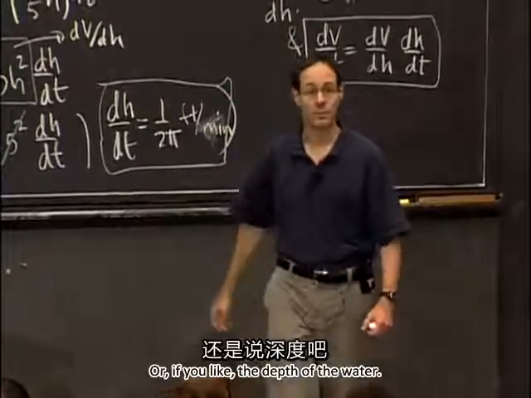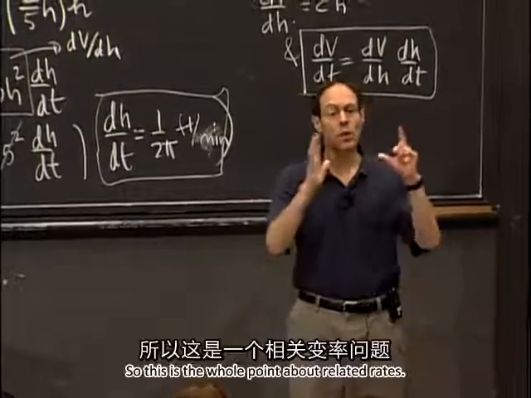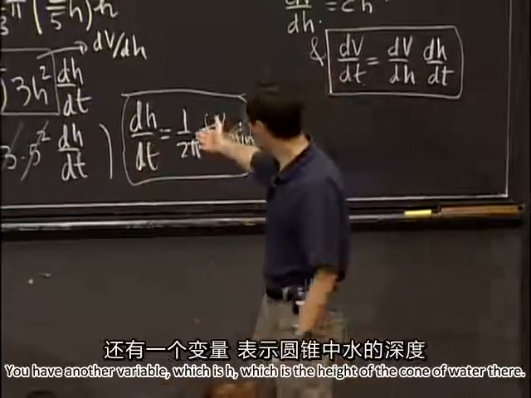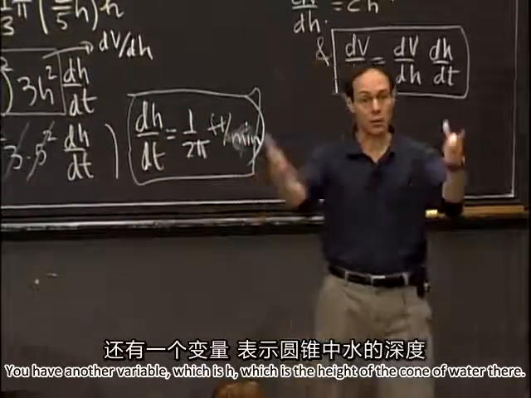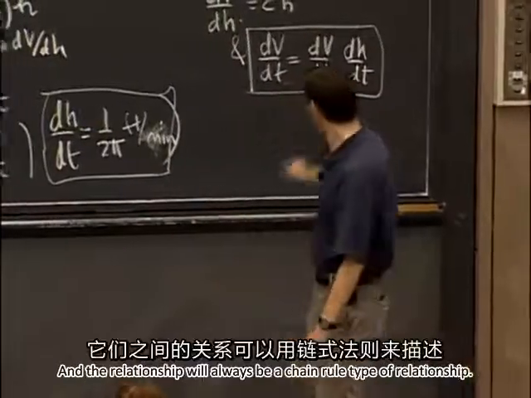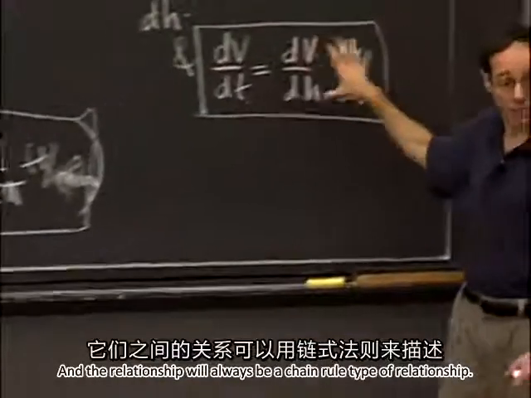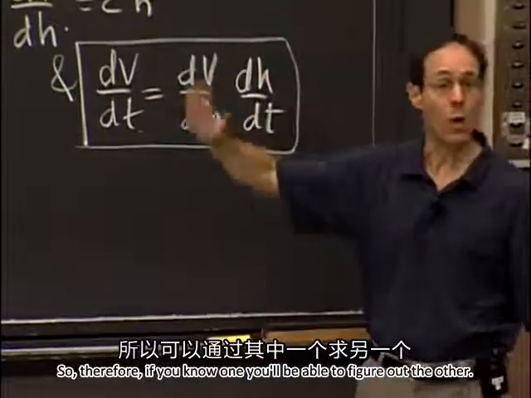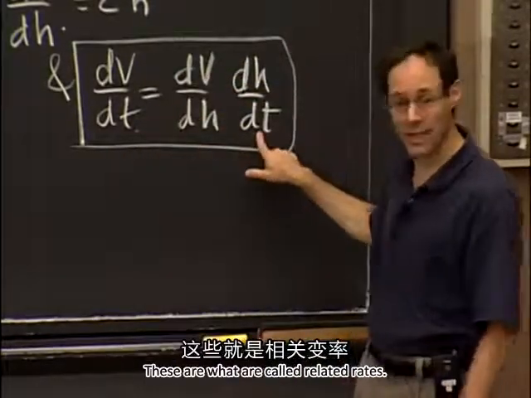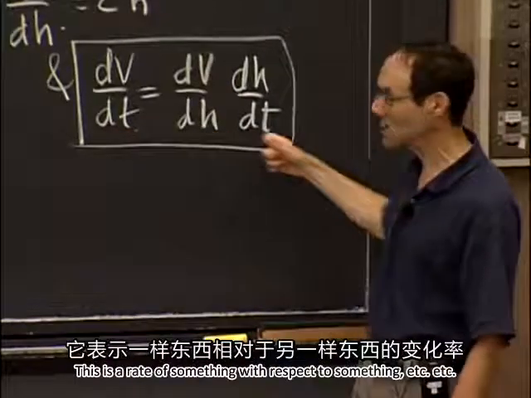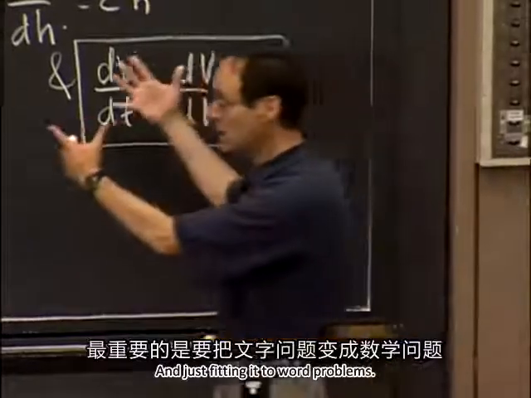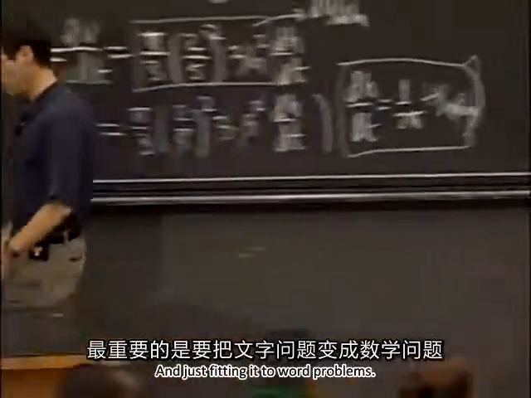of the water. Okay? So this is the whole point about related rates: you have one variable, which is V, which is the volume of something. You have another variable, which is h, which is the height of the cone of water there. And you're keeping track of one variable in terms of the other. And the relationship will always be a chain rule type of relationship. So therefore, if you know one, you'll be able to figure out the other, provided you get all of the related rates. These are what are called related rates. This is a rate of something with respect to something, et cetera. So it's really all about the chain rule and just fitting it to word problems.